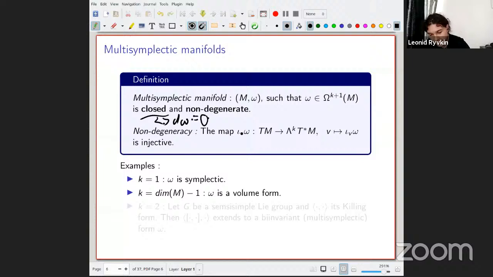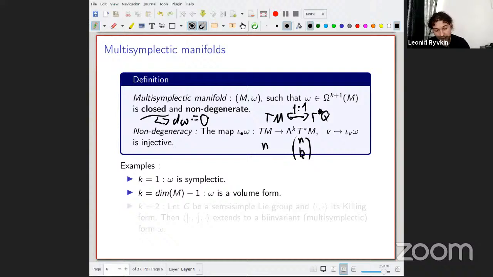So normally, in the symplectic case, we require the map between tangent bundle and cotangent bundle to be one-to-one, but the tangent bundle and the, let's say, multi-cotangent bundle have different dimensions in general, so we cannot require that. So non-degenerate in the multisymplectic case means that this map is injective. The form somehow sees all directions, but not every higher degree form can be associated by contraction.